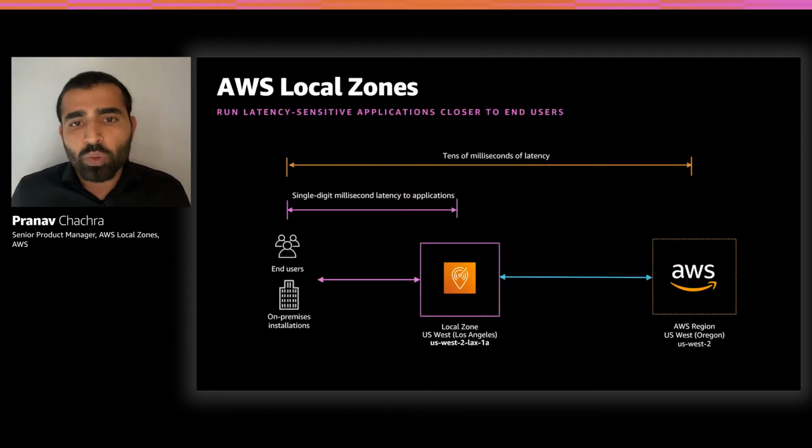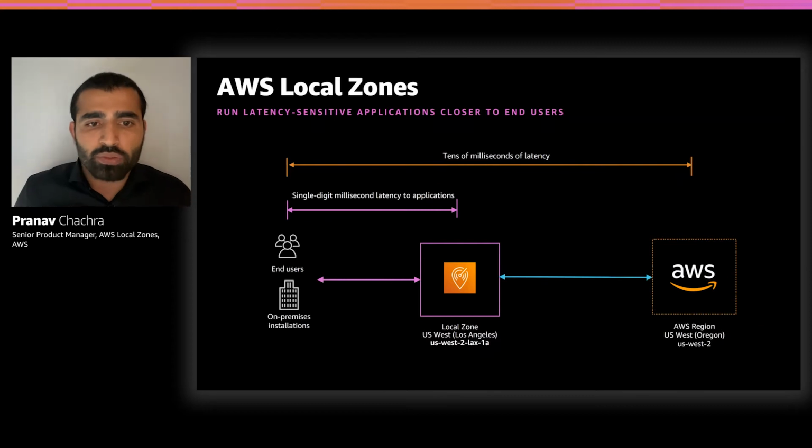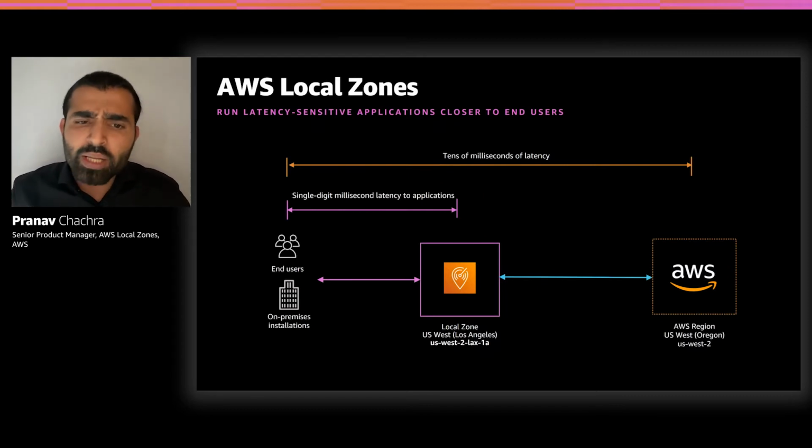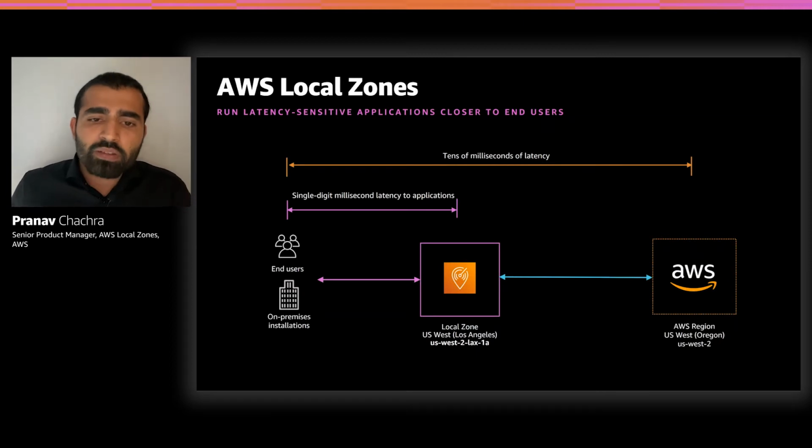So how do Local Zones work? Let's take an example of the US West Oregon region. We know that the latency of an application deployed to the region depends on where the end user is, where the region is, and the specific path from the region to the end user. Typically the latency in the region is in the order of tens of milliseconds across the broad population of end users. What an AWS Local Zone does is bring AWS services to the edge in metropolitan cities, which minimizes the latency required to connect to the end user.